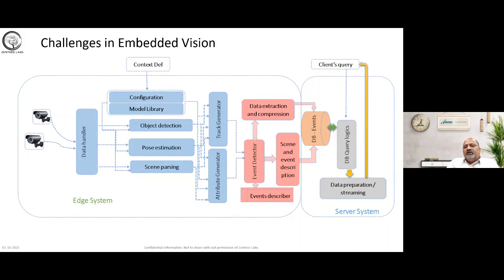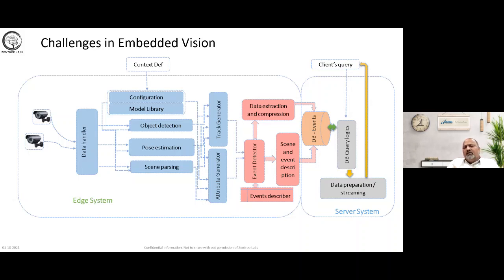In such systems, we have to build the neural network model based on the context and the events that you want. So you need model libraries that are pre-built and can be customized for the different contexts and events.